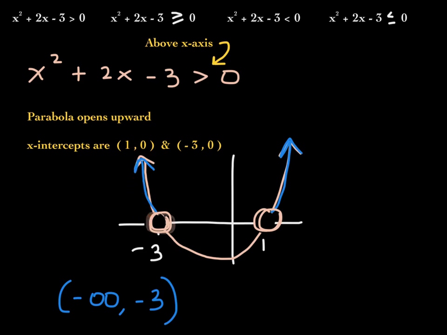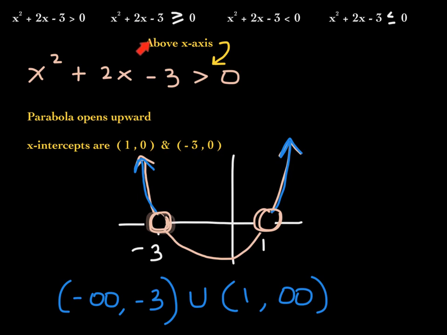So now union, the next piece is parenthesis at 1, positive infinity. This is the solution set. That is to say, the parabola will be above the x-axis to the left of -3. It'll also be above the x-axis to the right of 1. All right, now we considered this inequality. Now let's consider solving this inequality.